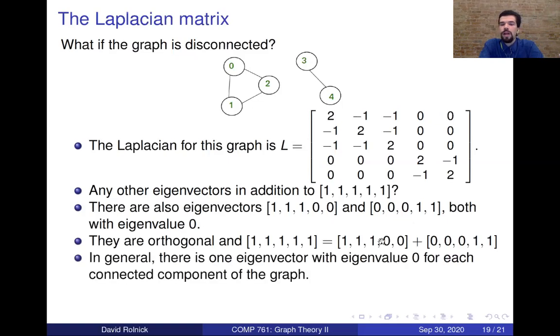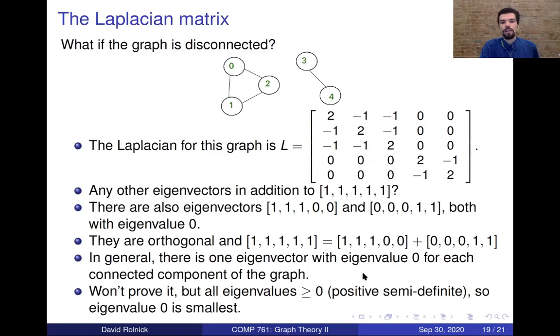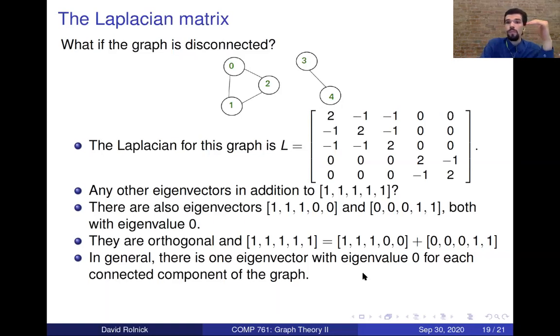And in general, you're going to have one eigenvector with eigenvalue 0 for each connected component of the graph. So if the entire graph is connected, this is just all ones. That's your eigenvector. If there are 2 components, then you have 1, 1, 1, 0, 0, and 0, 0, 0, 1, 1, for example. And those are the 2 connected components. This is a really great way to find the connected components of your graph. You don't really need a special algorithm for it. You just write down the Laplacian, you compute the eigenvectors, and then you can pick out exactly what your connected components are. Okay.